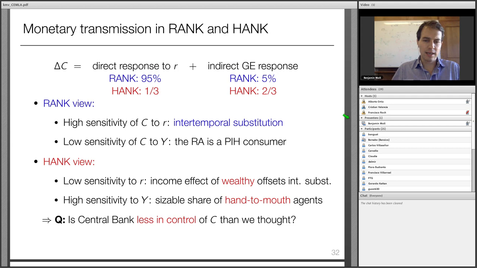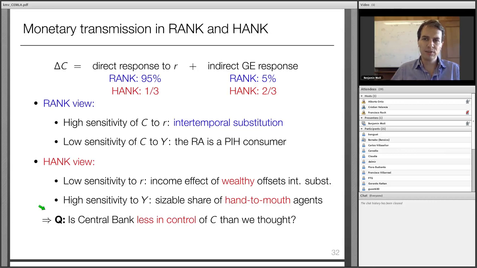I think I've already said how this works. Just one thing to conclude, which is the thing at the bottom. One way to think about this is a slightly provocative question, maybe for people at central banks. This kind of model suggests that the central bank is much less in control of aggregate consumption than we would have thought, at least through the lens of a RANK model.